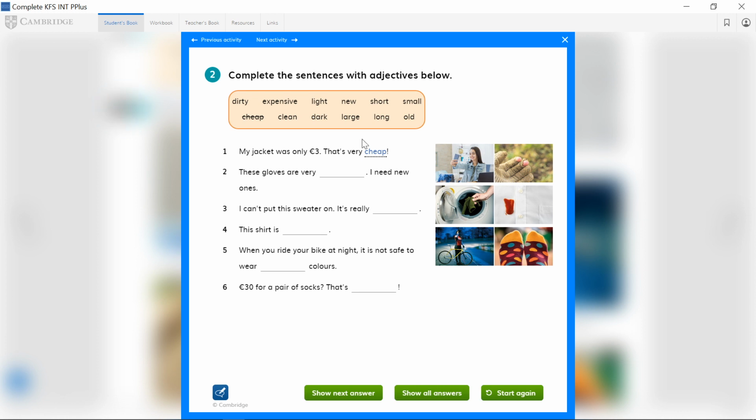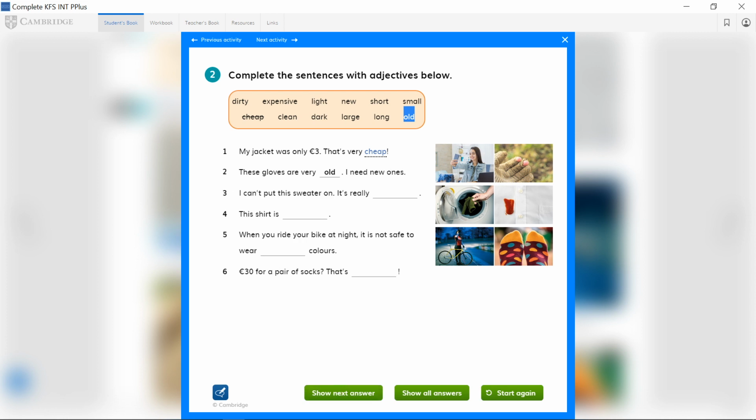Perfect. So in this first image, she said, my jacket is only €3. So that is very cheap, okay? When her jacket costs only €3, it is very, very cheap, okay? Question 2. Those gloves are, so remember the gloves, these are the gloves. And he said, I need new ones, okay? So you only buy new gloves when the first one is old. So I need to buy new ones because these gloves are very old.